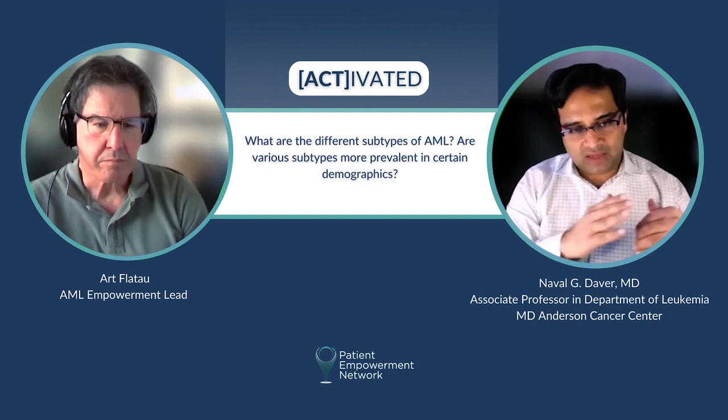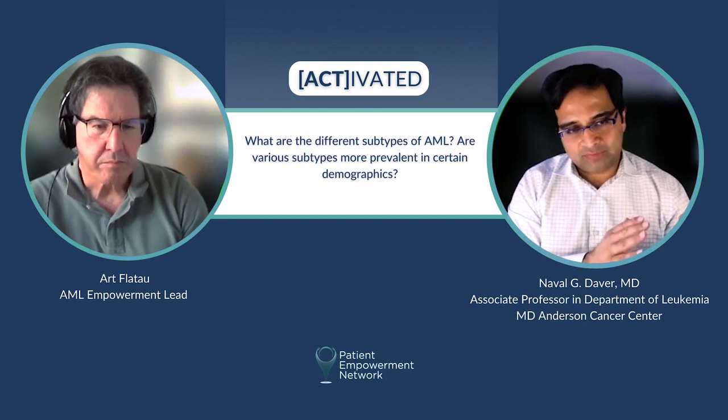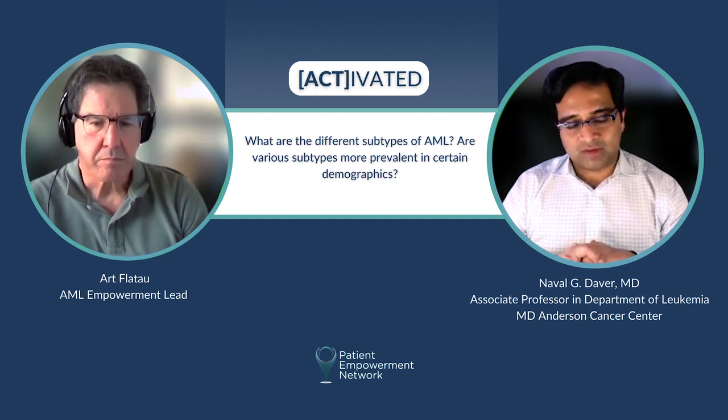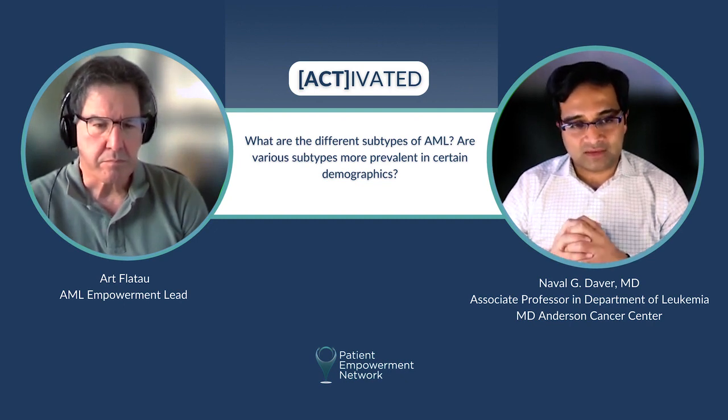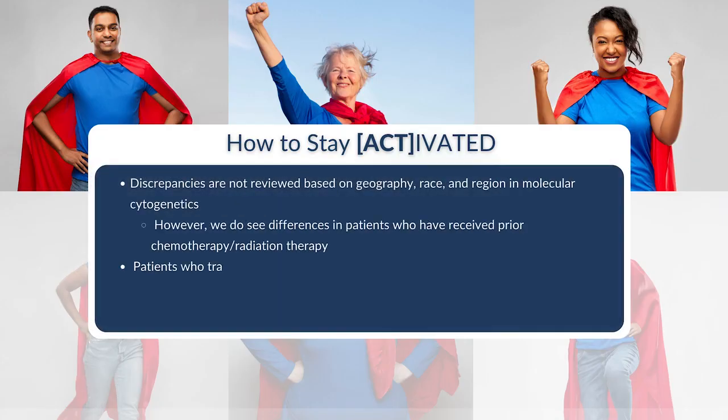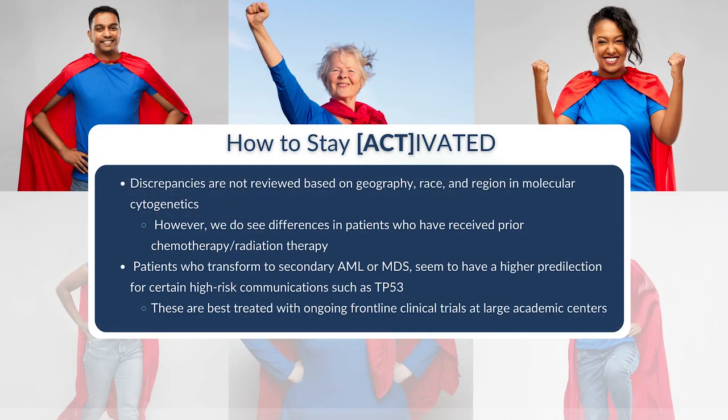So we do see over the last 2 decades that TP53, which used to be about 5 to 10%, is now up to 20 to 25% of AML and growing in proportion because of better survival in solid tumors and lymphomas. The take-home tip related to this question is that in general, there don't seem to be huge discrepancies based on geography and race and region in the molecular cytogenetics.